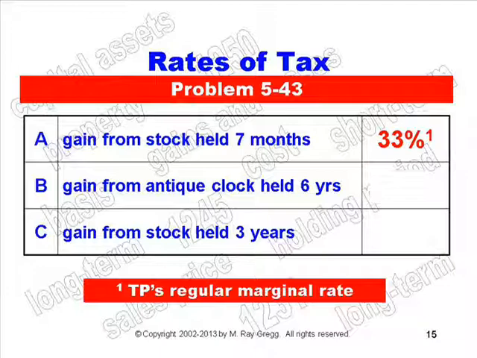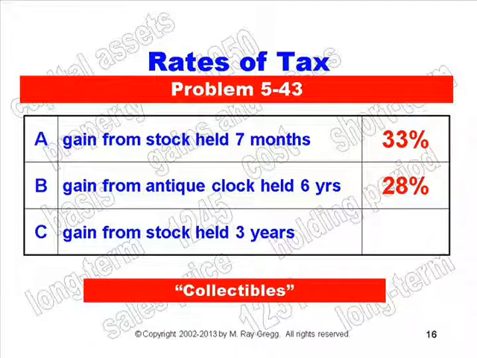At what rate would a $10,000 gain from the sale of an antique clock held for 6 years be taxed? Make up your mind and choose, please. Since the antique clock is considered a collectible, it would be taxed at 28%, lower than their marginal tax rate, but not as good a benefit as the other lower tax rates because it's a collectible.